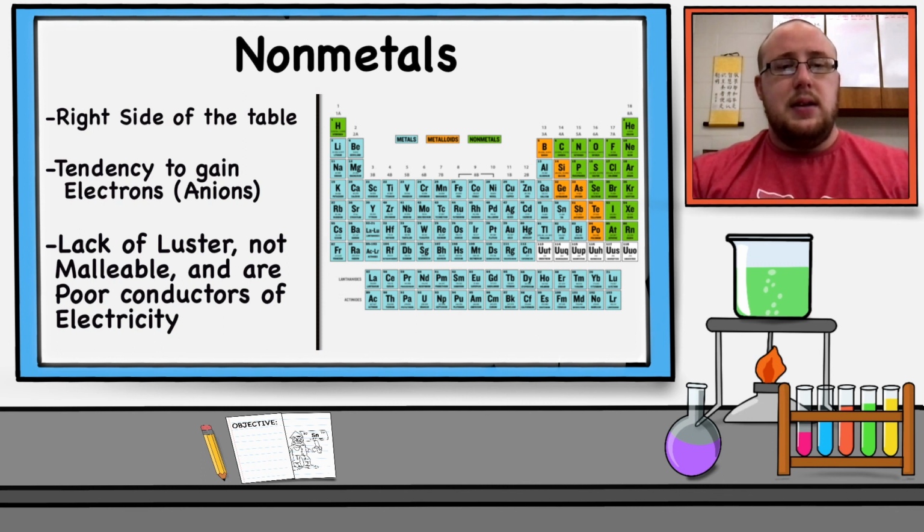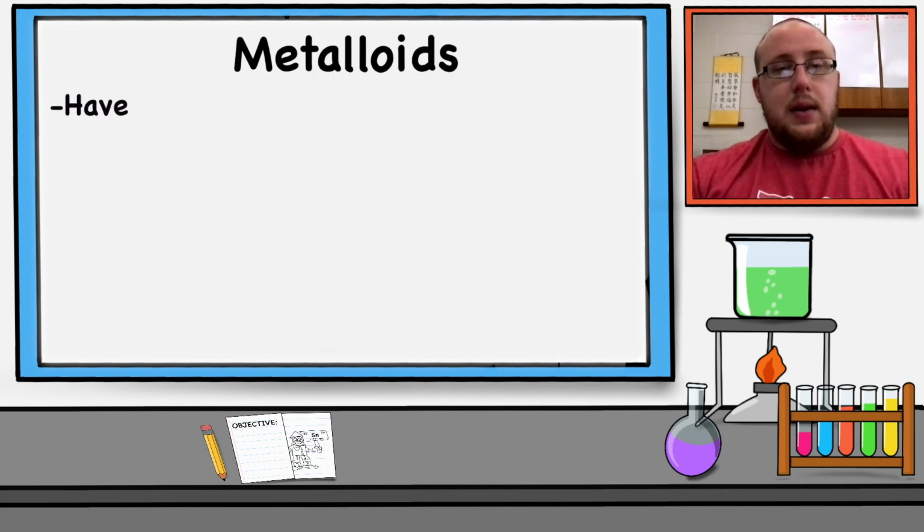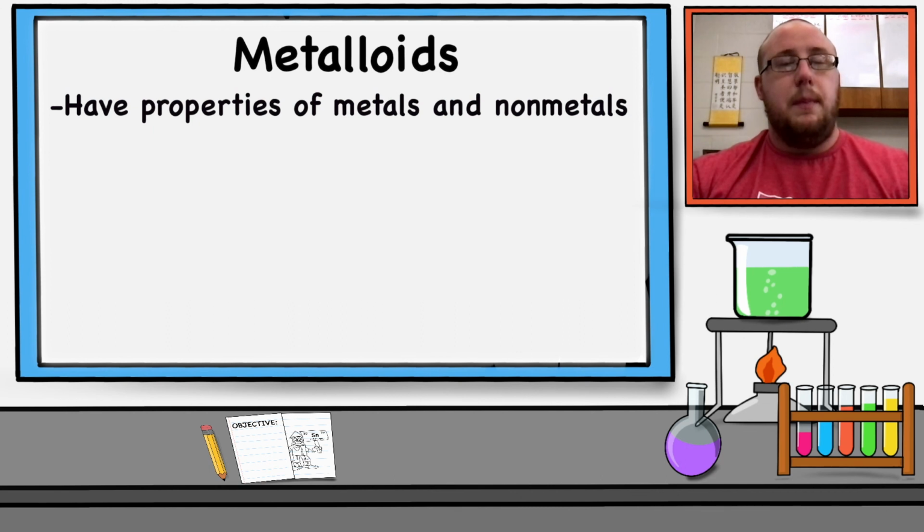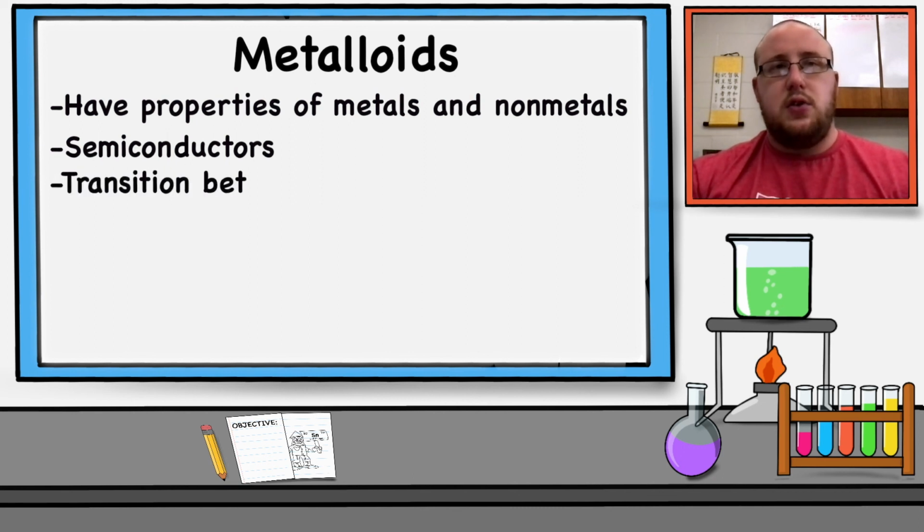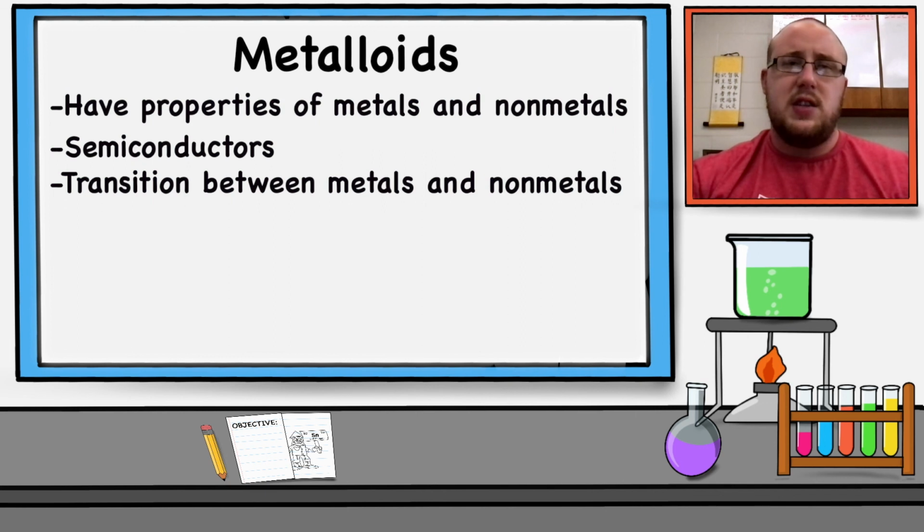Now finally, metalloids. Metalloids have the properties of both metals and nonmetals. They're kind of like the hybrid together. Metalloids are useful semiconductors, and they are the transition group between metals and nonmetals. They're the ones who split that down. They're the ones that we're just going to have to memorize, and they basically are the barrier between the metals and nonmetals.